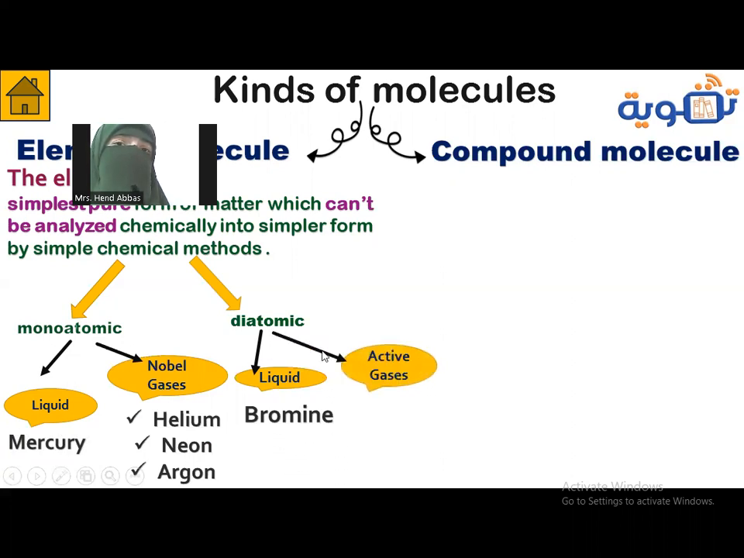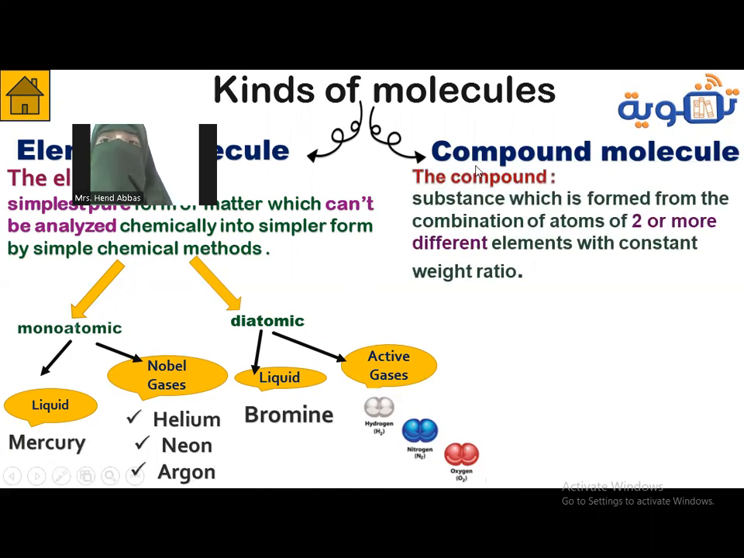What about if it is in the gaseous state? If it is in the gaseous state, then all of the active gases here: hydrogen, nitrogen, chlorine, oxygen, fluorine. So those are the active gases or diatomic molecules, but the noble gases are monoatomic molecules.